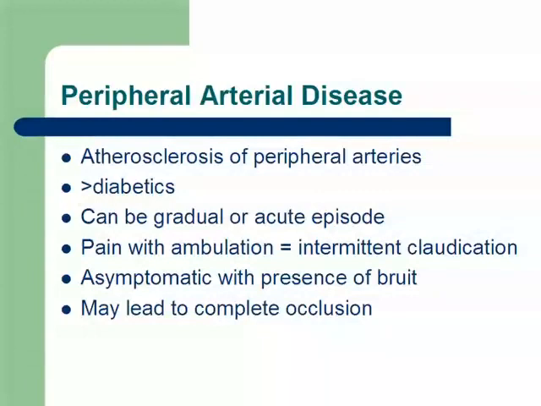You'll have pain with ambulation. So when you walk around, yeah, it hurts. This is called intermittent claudication because when you stop walking, the pain goes away. That's why it's intermittent. At rest the patient is asymptomatic, but there will be a bruit. In other words, when you listen to the blood vessel, you will hear turbulent blood flow, which is what a bruit is. It sounds like a murmur in a blood vessel. It's a sound, and I don't know if I can translate it, but it's a blowing sound. It can lead to a complete occlusion.